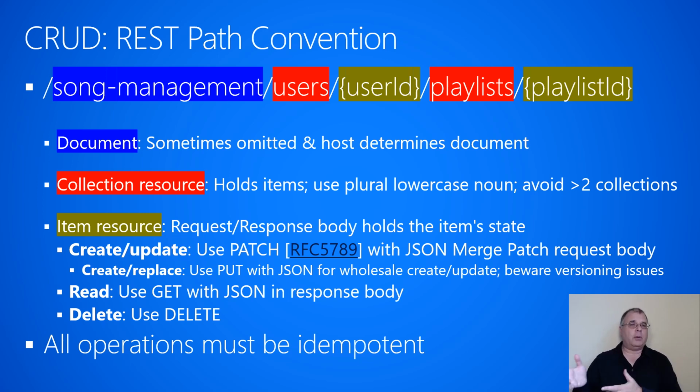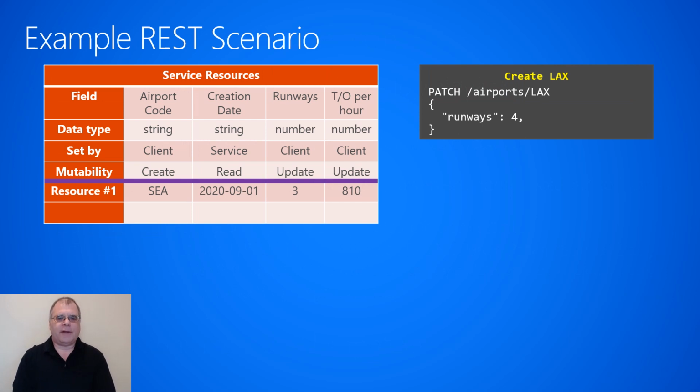Patch, as you'll see momentarily, because I have an animated slide that I'll walk through, solves this versioning issue. So it's highly recommended you use patch whenever possible, even over put. Read operations would be done with a get, and then of course it'll return a JSON representation of the resource in the response body. And then delete, you would of course use delete. And as I said earlier in the course, all these operations must be implemented idempotently on the service. So now let's walk through this animated slide so we can see how all these pieces fit together.